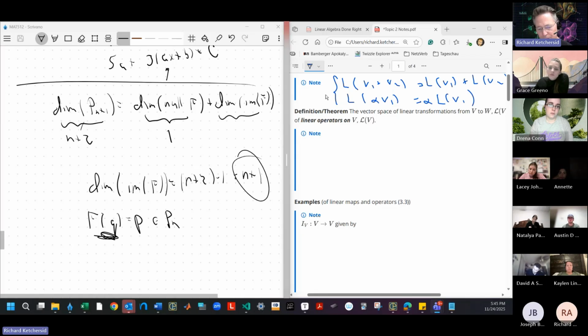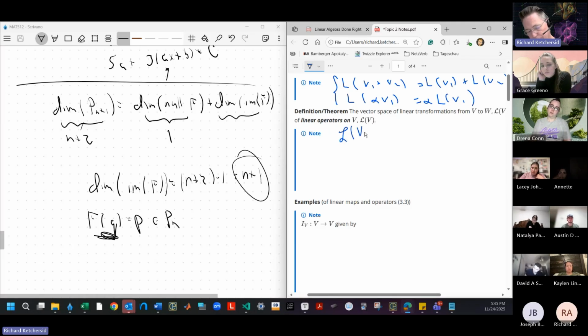Okay, so we know what linear maps are. We actually get a new vector space from our linear maps. So now this is an extra level of abstraction. When we look at our linear maps, the set L from V to W is actually the set of all maps going from V to W such that the map is linear.